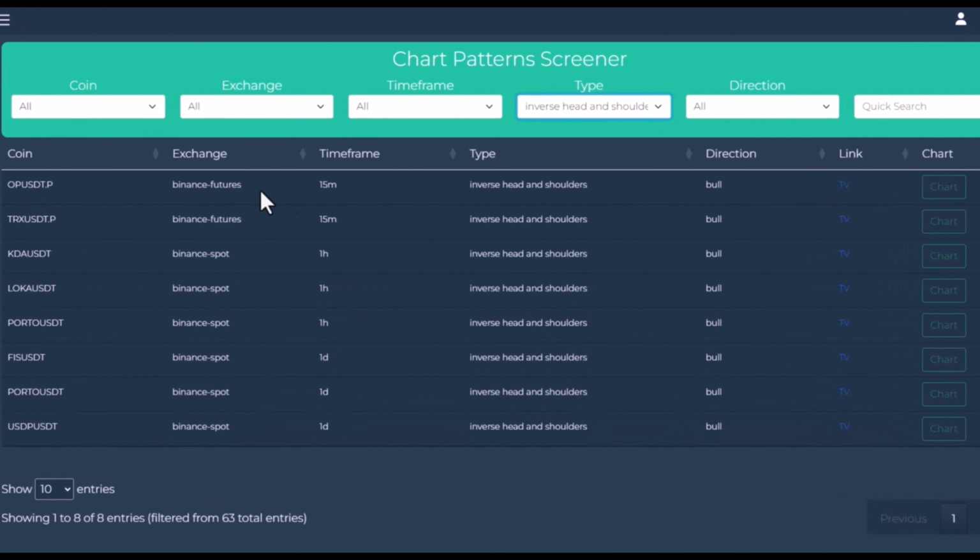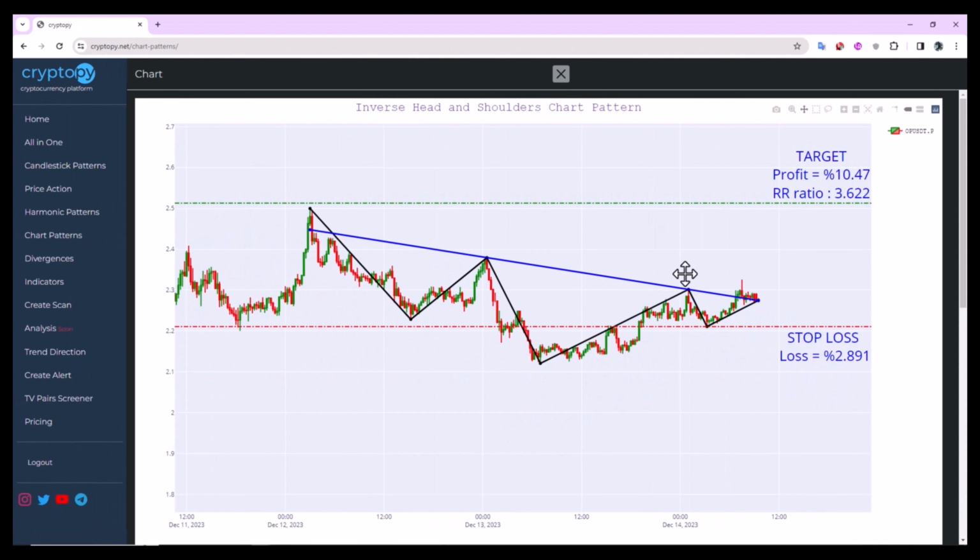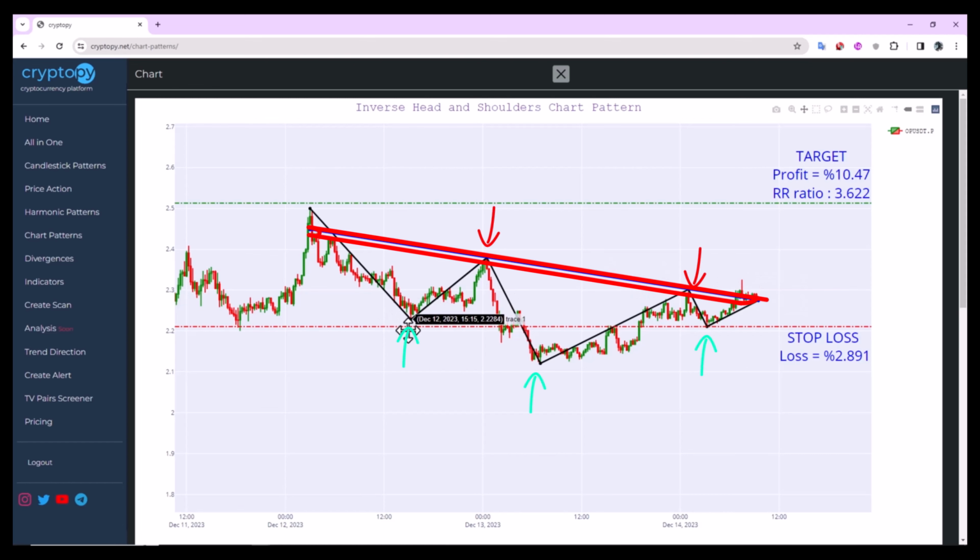Our first result is on OP/USDT perp on the 15-minute time frame, and it's in a bullish direction. Click the chart button to open the chart. We can identify a clear inverse head and shoulders pattern. It involves 3 low points and 2 high points. To initiate a trade, enter when the price breaks above the neckline and retests it. Place a stop order below the most recent low for risk management.